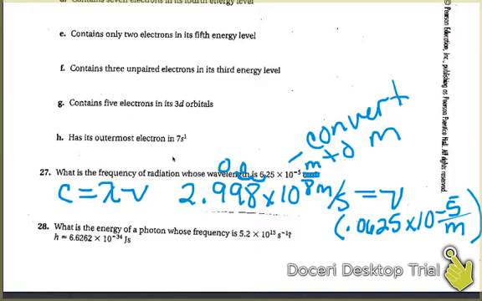Alright, so now all we have to do is math. So now frequency is being multiplied by wavelength, so to solve for frequency we have to do the opposite. So we're going to do 2.998 times 10 to the 8th divided by 0.0625 times 10 to the negative 5th, and we should get our frequency to equal 4.80 times 10 to the 14th, and our unit is going to be hertz or 1/seconds, whichever you prefer. Alright, so let's look at the last problem now, and I'm going to have to erase this so that we have plenty of room.